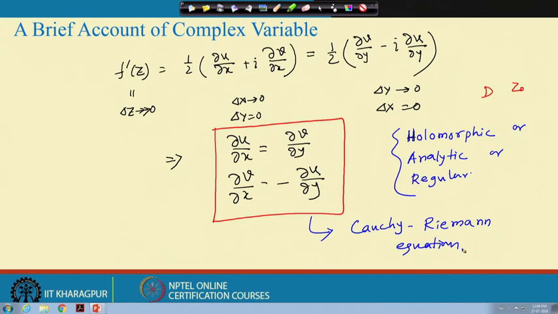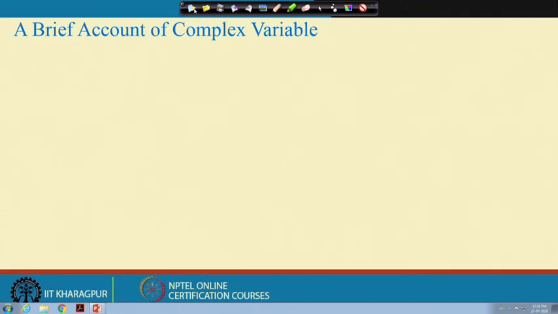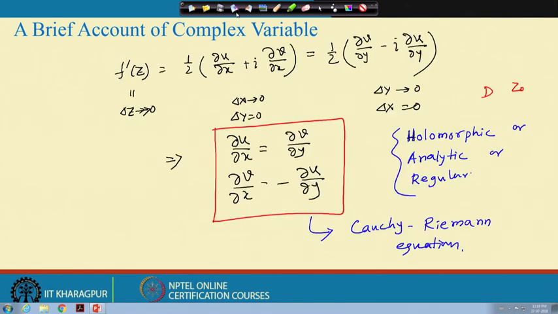So, if a function is given to us and we have to check whether it is holomorphic, analytic or regular or not, then we have to write the function first in terms of u plus I into v, and then check whether u and v satisfy this relation or not. Now, this relation tells you another important story. Let us find out that.